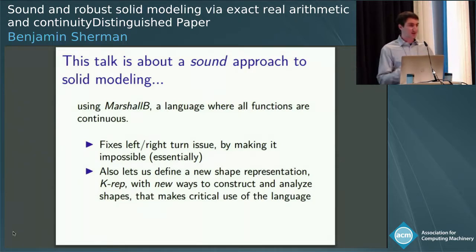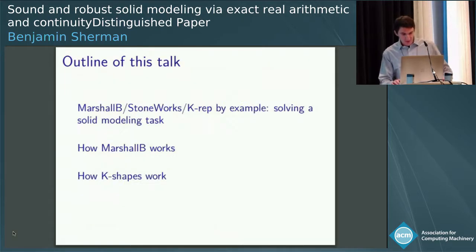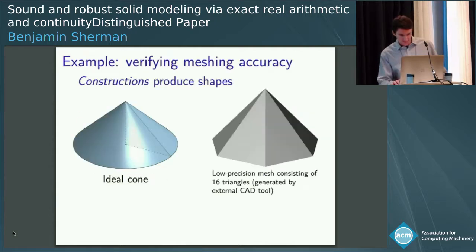In this talk, I'm going to describe a new shape representation called krep, which fundamentally uses those new possibilities to compute things that are not possible, at least with this level of genericity, with other shape representations. This makes critical use of the language properties that we have. Using this, we built a library called Stoneworks, which is a library for solid modeling. I'll walk through an example solid modeling task that we'll solve using our framework, and then the rest of the talk will explain how it works.